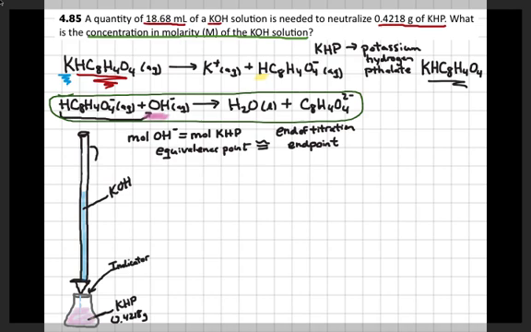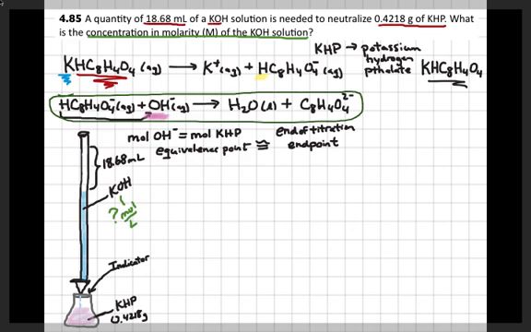In this case, our end point, when the pink color appears, occurs at 18.68 milliliters of potassium hydroxide solution added to the KHP. So how are we going to do this calculation? Well, we're looking for molarity, moles per liter of the KOH. We have a volume of KOH, but we don't know how many moles are in that particular volume, that 18.68 milliliters. So how can we get the moles of KOH?